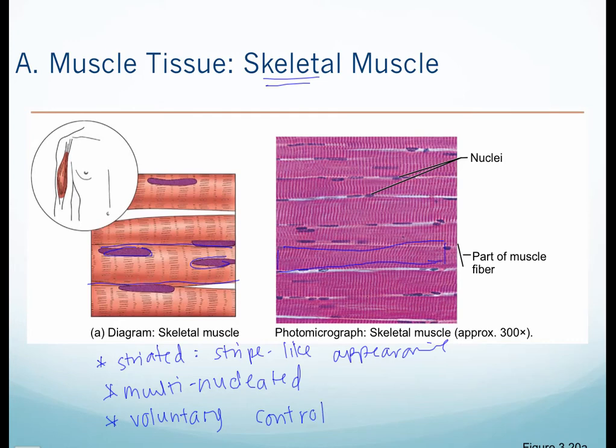Another function of skeletal muscles is that they produce heat. So that's also critical and very important, especially in areas where it's very cold.